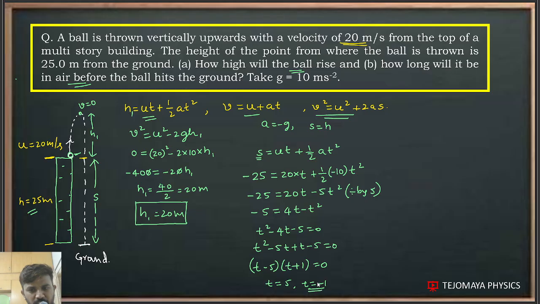So time is negative, we don't consider it. We consider the positive value of time, that is t is equal to 5. So it has taken 5 seconds to hit the ground. Okay, simple basic maths. This is how we have to solve. So I have answered both the sub questions in this question. Okay, so shall we move to the next question?